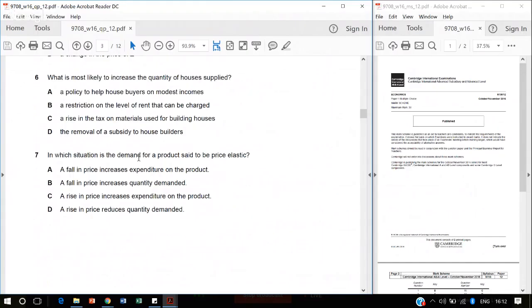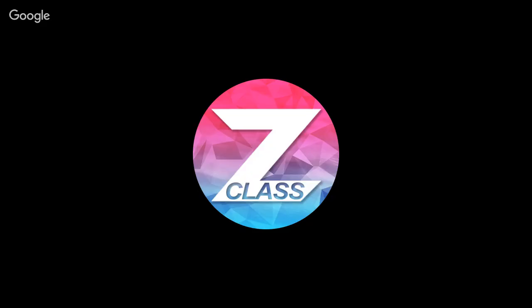What's that going to do to supply and demand? It's going to cause excess demand. Yep. For C, a rise in tax is not true, because quantity will reduce and the supply curve will shift to the left. D, removal of subsidy to house builders, same thing, shifts to the left, so A.